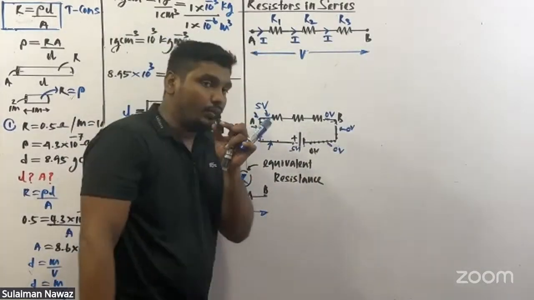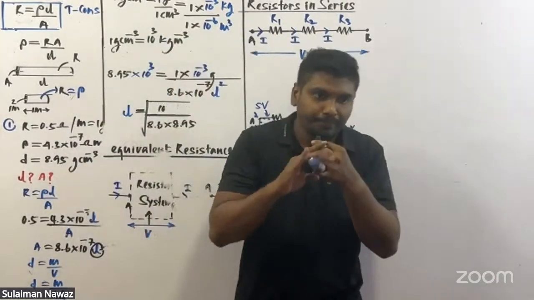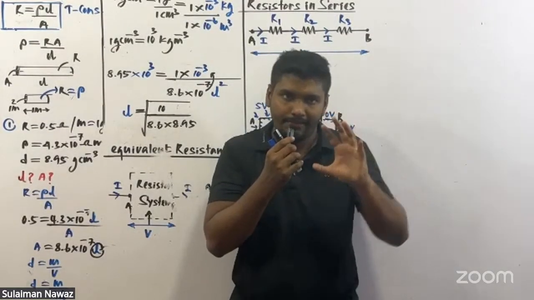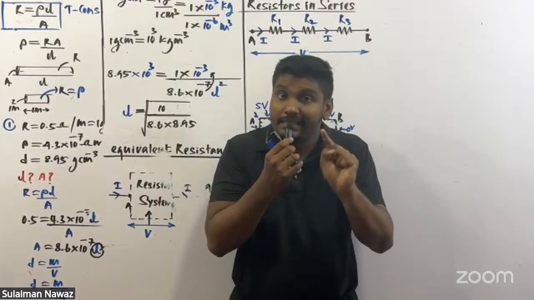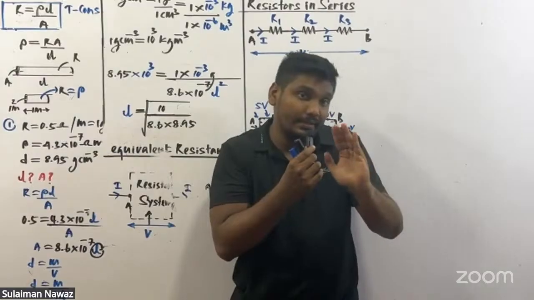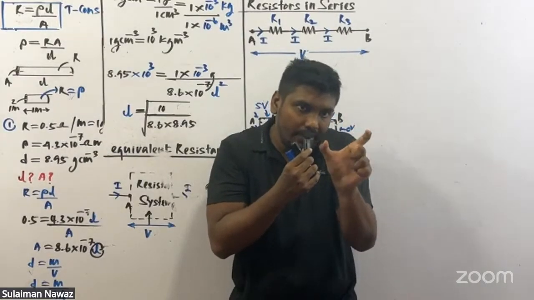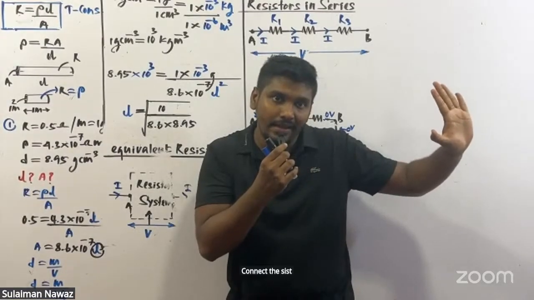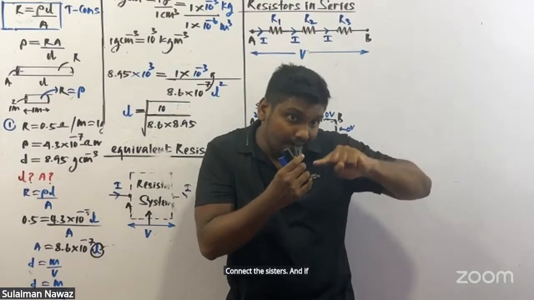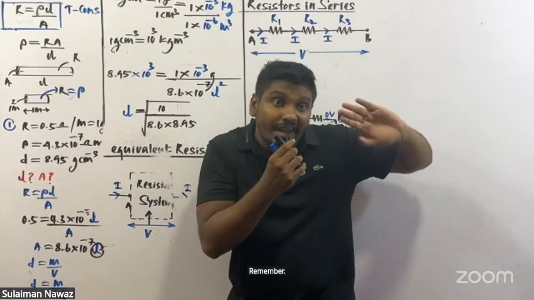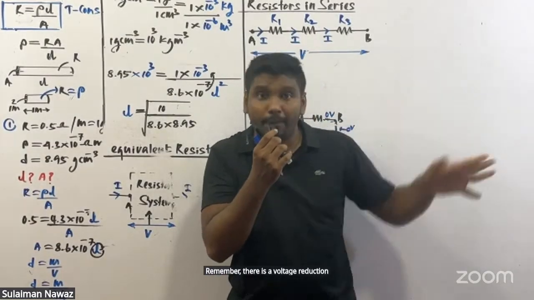I will tell you one more thing. Remember, normally between two terminals like A and B, if you connect a resistor and a current passes through the resistor, remember there is a voltage reduction. There is a voltage drop.